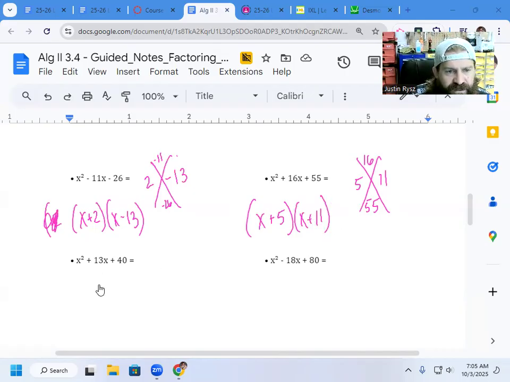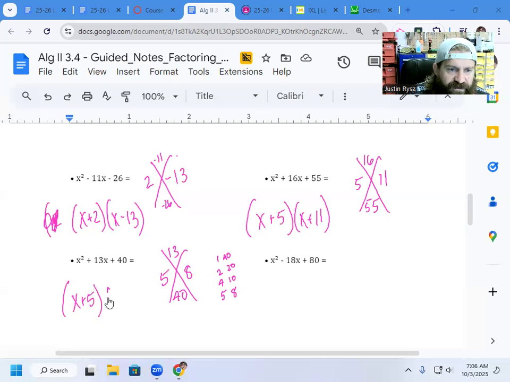Alrighty, and next here, multiplies together to get 40, adds together to get 13. All right, so let's see, 1 and 40, 2 and 20, 3, no, 4 and 10, no, 5 and 8. Oh, there we go. That's the combination, 5 and 8. So x plus 5, x plus 8.